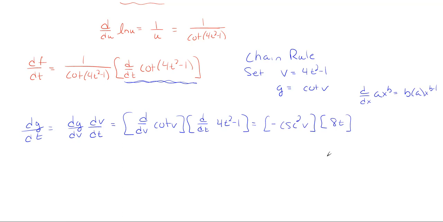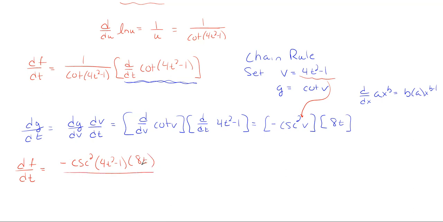All righty. So now let's plug all this right here back into this portion up here. So switching back to red, we will have the derivative of f with respect to t is equal to minus cosecant squared of v. Well, what is v? Well, v is 4t squared minus 1. So we'll just go ahead and plug that in. So 4t squared minus 1. And that's going to be times 8t.